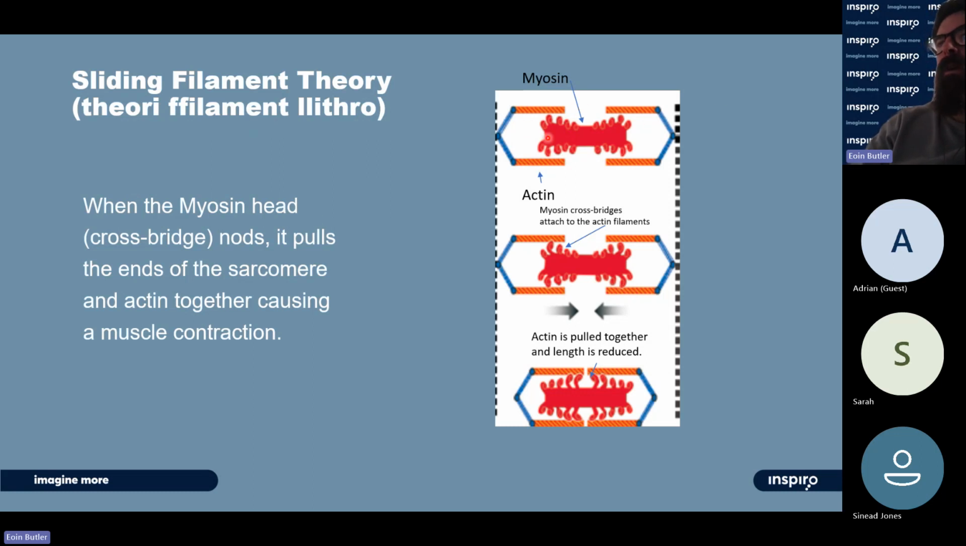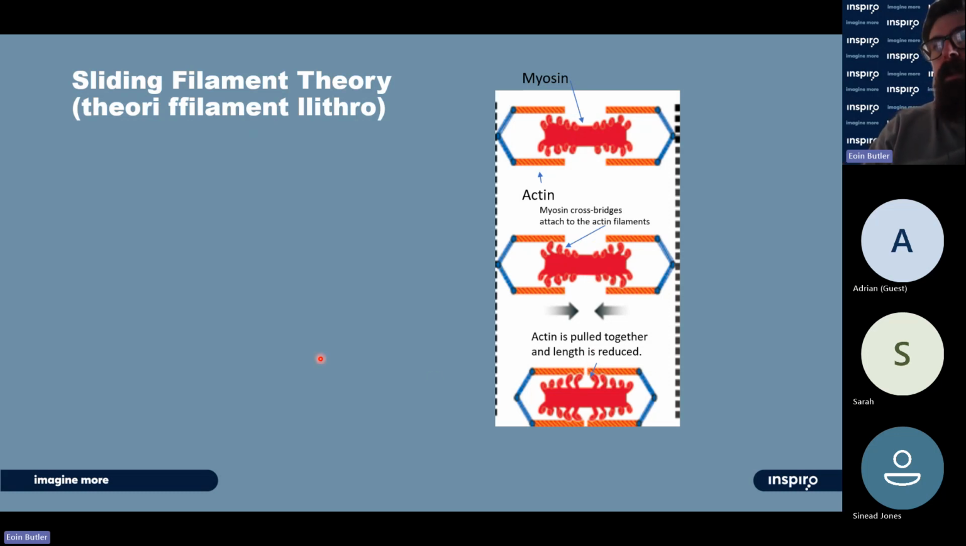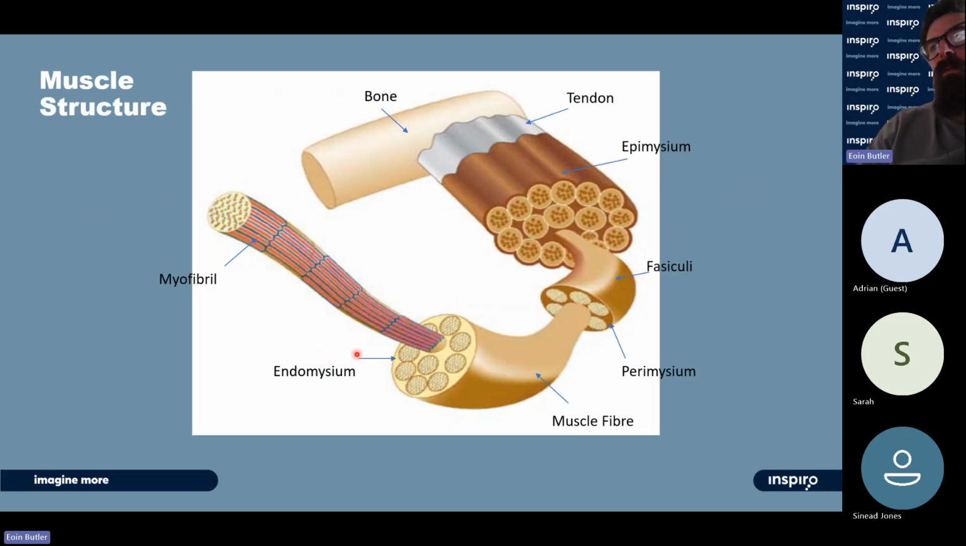Within this unit here, when energy is released, the myosin head will lift up, attached to actin, as we've got here. It will nod on either side, pulling the actin together and the ends of the sarcomere together. And that happens all the way through our sarcomeres, all the way through the individual muscle fibers within our bundles, and all the way through our muscle.